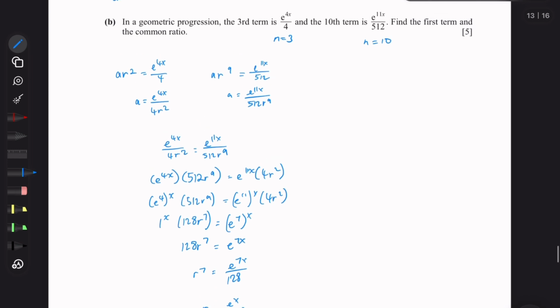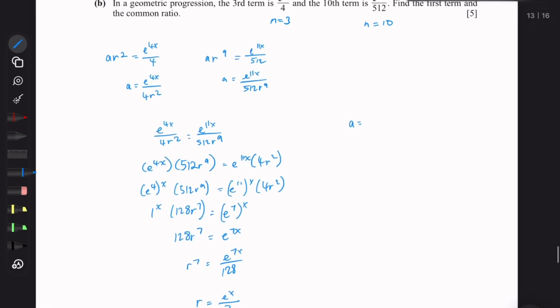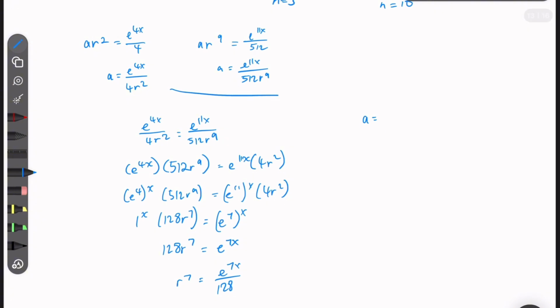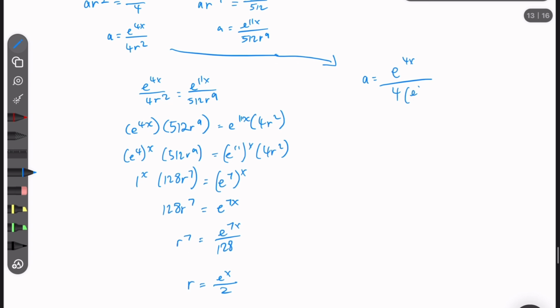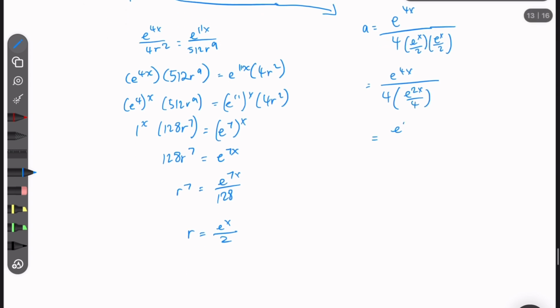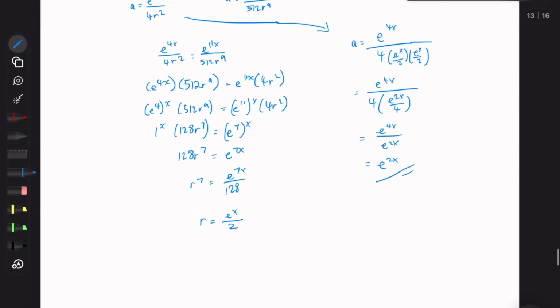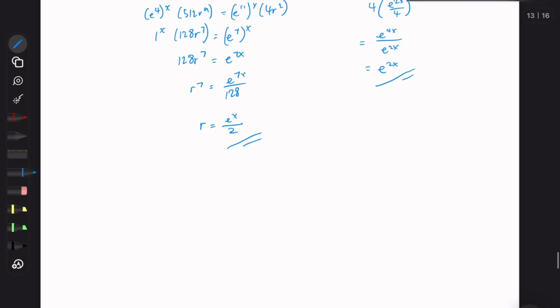Okay, now we have to find the first term, which is a. We can just sub it back into this equation. So the first term is e to the power of 2x, and the ratio is e to the power of x over 2. These are the answers.